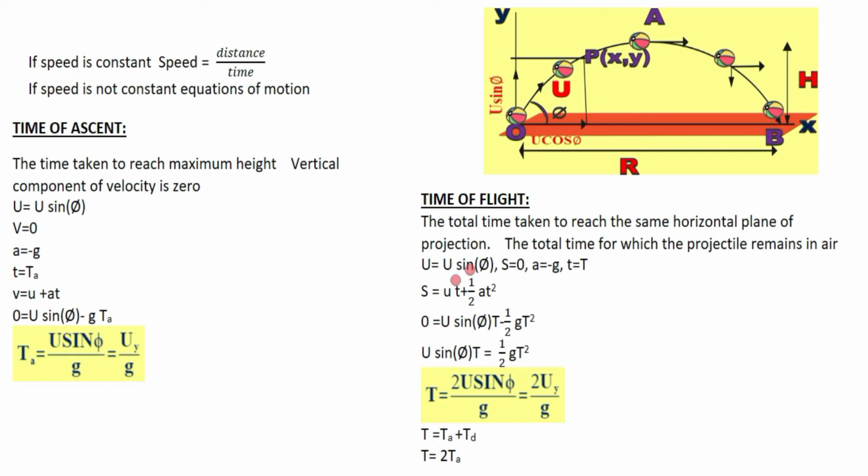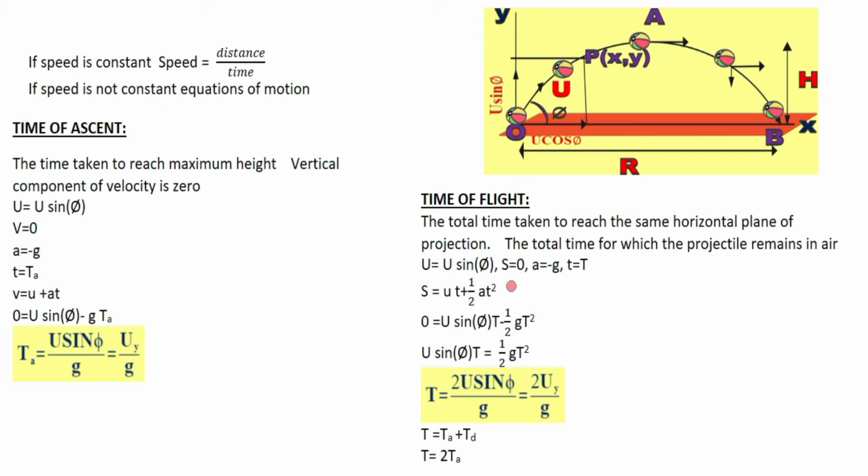Now let us think in terms of the vertical direction. Vertically, the initial velocity is u equals u sin phi. S is equal to 0. I'll explain why I wrote S is equal to 0. And if you use sign conventions, since g is in the downward direction, I can take a is equal to minus g. T is nothing but the time taken by the projectile to move from O to A and A to B, which is nothing but the time of flight. So I took it as T.